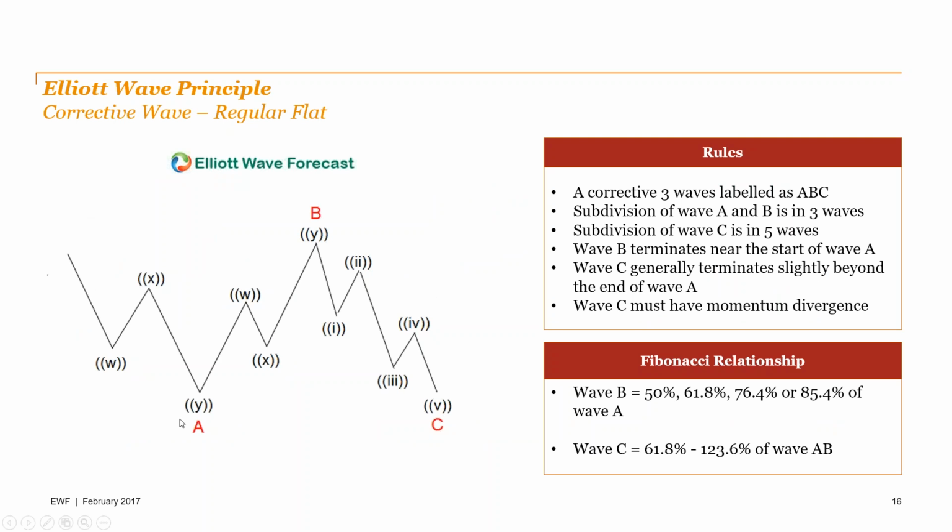Okay, so regular flat, an ABC. The rule is that wave A and wave B are in 3 waves, right? The subdivision of wave C is in 5 waves. Wave B terminates near the start of wave A, just like this. Wave C generally terminates slightly beyond the end of wave A. Wave C must have momentum divergence, RSI divergence. The Fibonacci relationship of B is 50, 61.8, 76.4, 85.4% of wave A, because it terminates near the start of wave A, so it's usually not passing beyond. Now wave C usually ends slightly beyond the end of wave A, so it is usually between 100% to 123.6% of A and B.